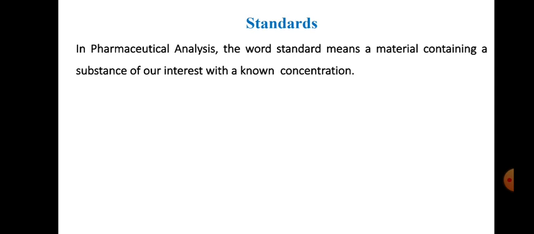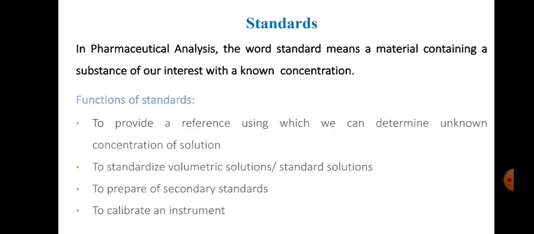We have working standard, we have reference standard, we have the primary standards, then secondary standards, we have internal standards. So there are different kinds of standards, and in volumetric methods of analysis we mainly use primary and secondary standards. So we will see what these primary and secondary standards are and what are their properties and examples of these primary and secondary standards. So what is the function of these standards, especially the primary and secondary standard?